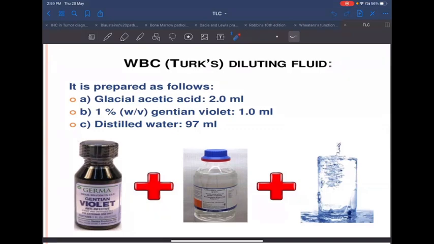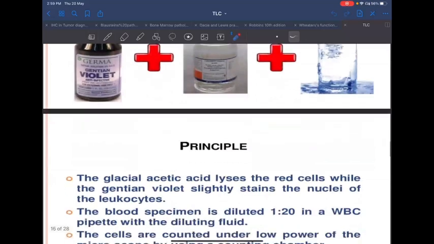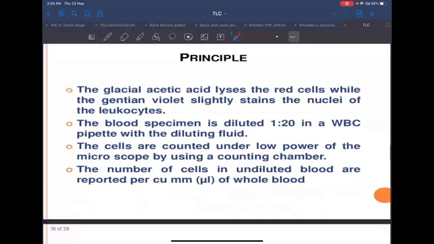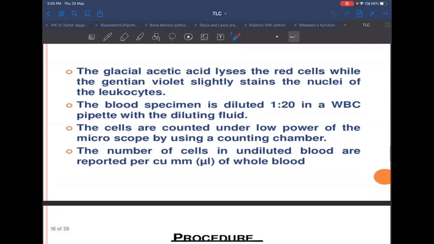Gentian violet is used to stain the WBCs so that they can be easily visualized. And all these are mixed with distilled water. So this is the principle. Glacial acetic acid lyses the red cells, while gentian violet stains the nuclei of WBCs, and the blood specimen is diluted to 1:20 in a WBC pipette with diluting fluid.